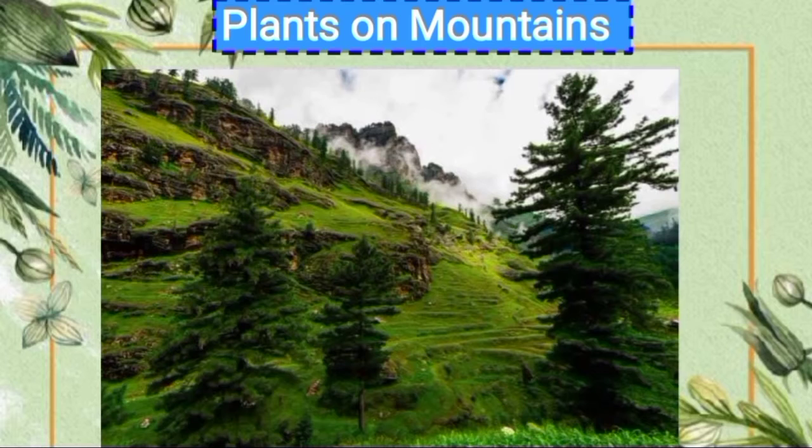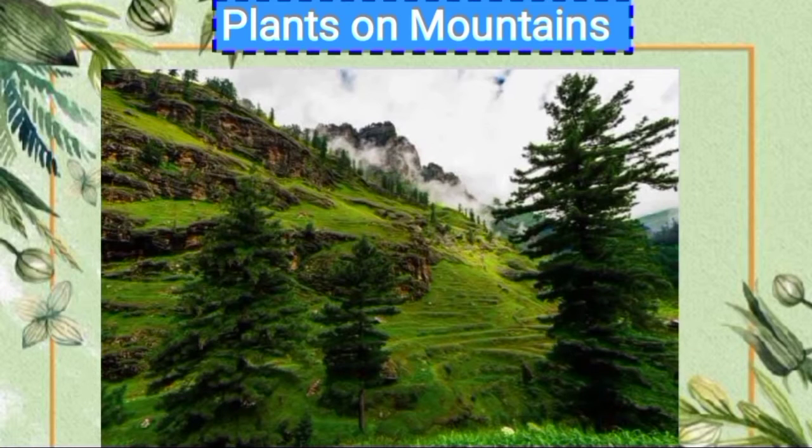Some adaptations shown by the plants growing on a mountain are that these trees are tall, straight and thin, and instead of flowers these trees bear cones with seeds inside them, and they are usually conical in shape to allow snow to slide off the plant easily, and due to their conical shape they are also called conifers.